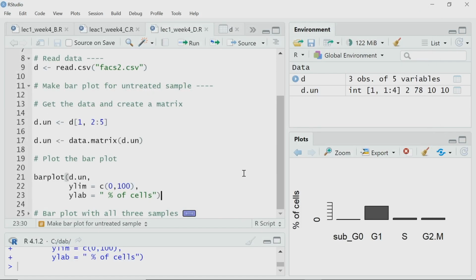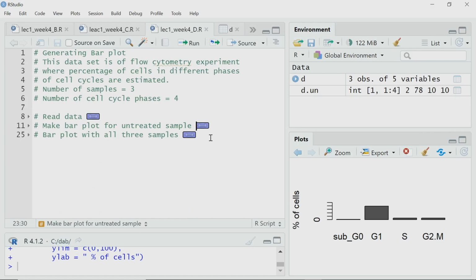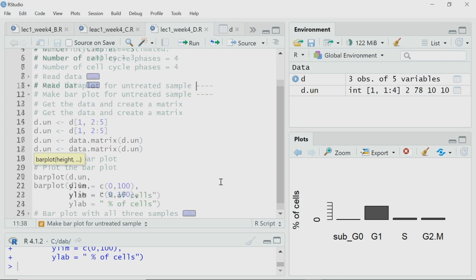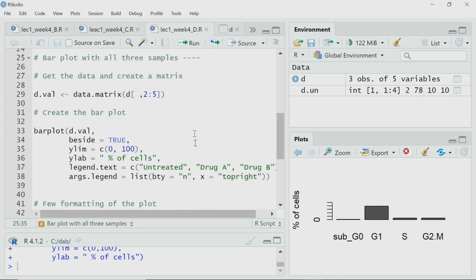Now, usually when you do a multiple sample experiment, for example, I have 3 samples, you do not want 3 separate bar plots for them. You want the data for untreated and treated samples together in one single bar plot, so that you can make a comparison between them, and that is what I will do. How will I do that? Again I will use the barplot function, but I have to rearrange the data and add some arguments. To do that, first I have to get the data and convert that into matrix format.